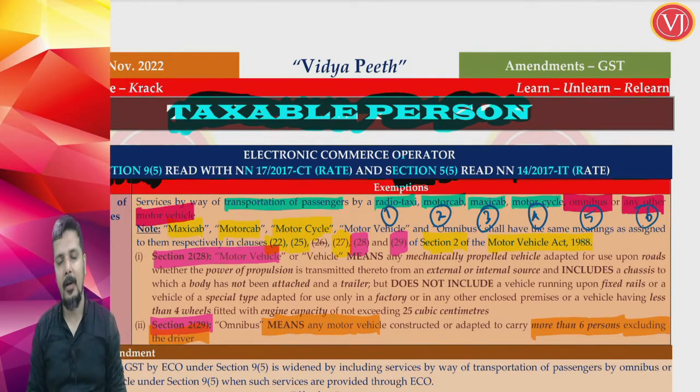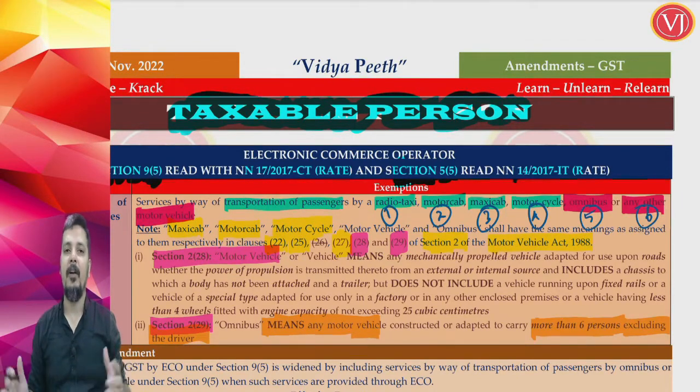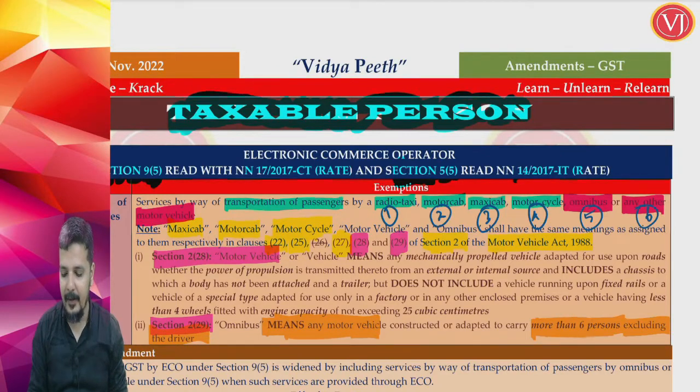So it is any motor vehicle, not the normal bus, but which has the capacity to carry more than 6 persons excluding the driver. Don't count the driver. That is the definition of your omnibus. One might argue that even motor cab was talking about carrying more than 6 to 12 passengers. Yes, but that was cab. You are talking about buses now. So normal buses are not covered, but omnibuses are covered where they have the capacity to carry more than 6 passengers. That is the definition of omnibus.